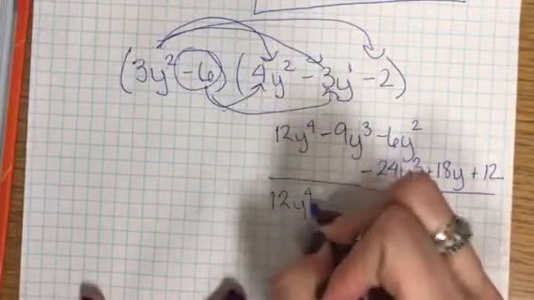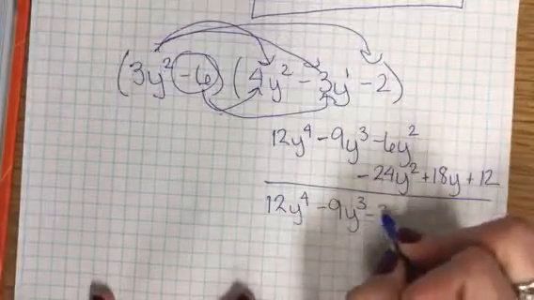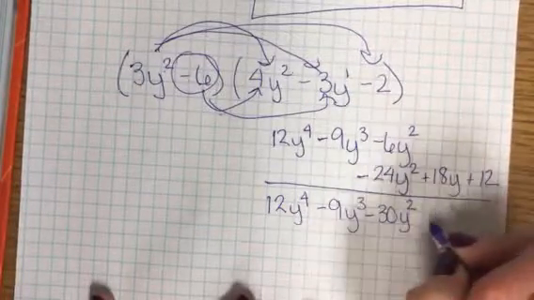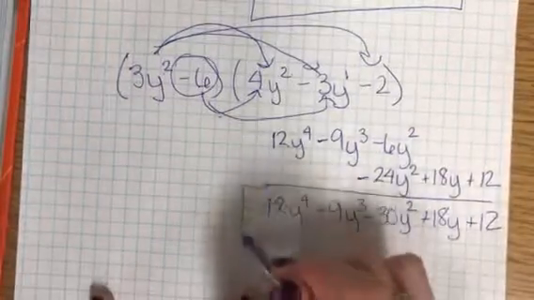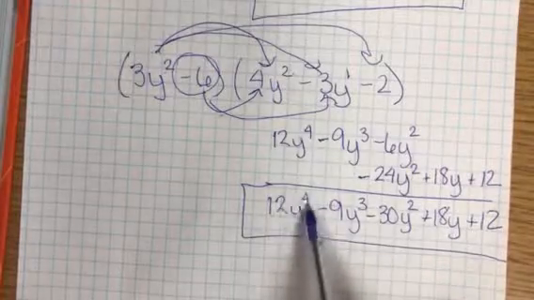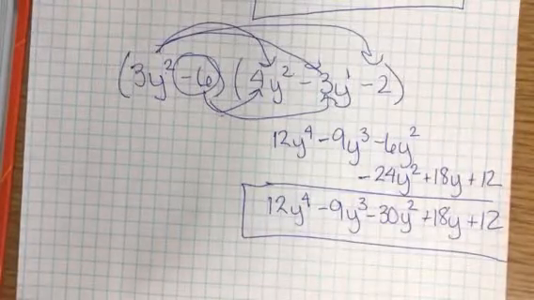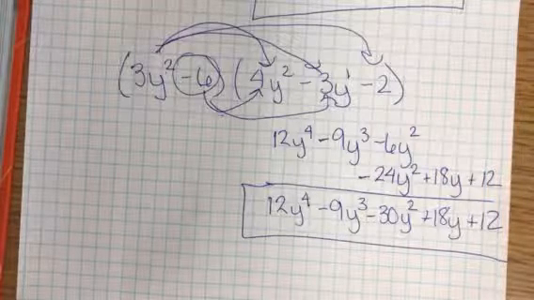Once we get things combined, we go straight down. So here we'll have a negative 30y squared. Everything else is just coming straight down. It's long, it's got a lot of pieces, but nothing else can be combined because they have different exponents. We're in standard form, so that's our final answer.